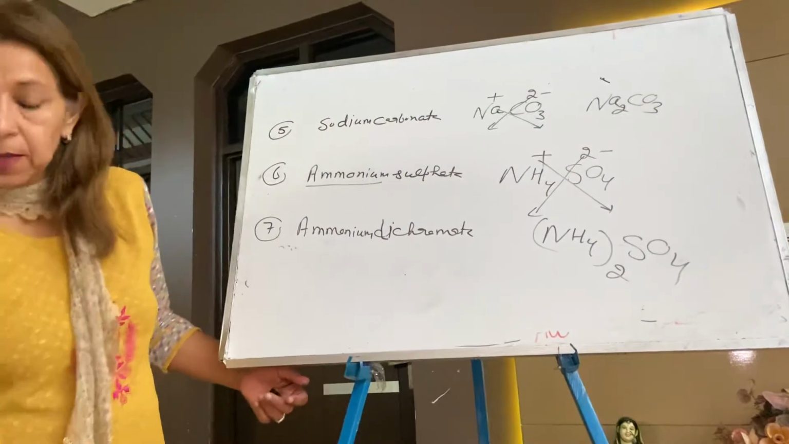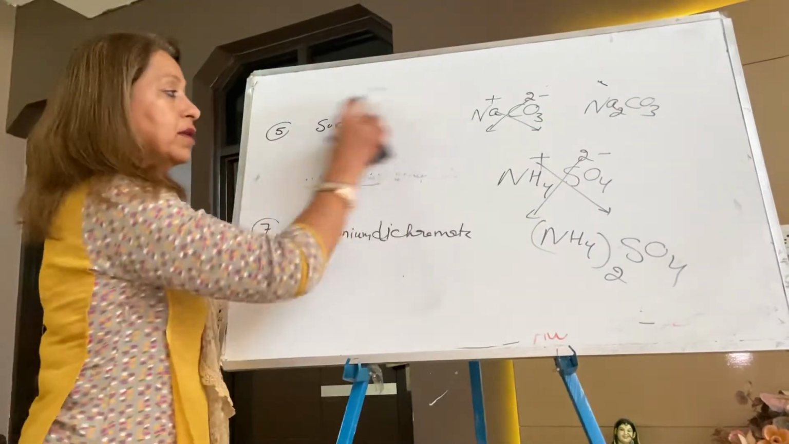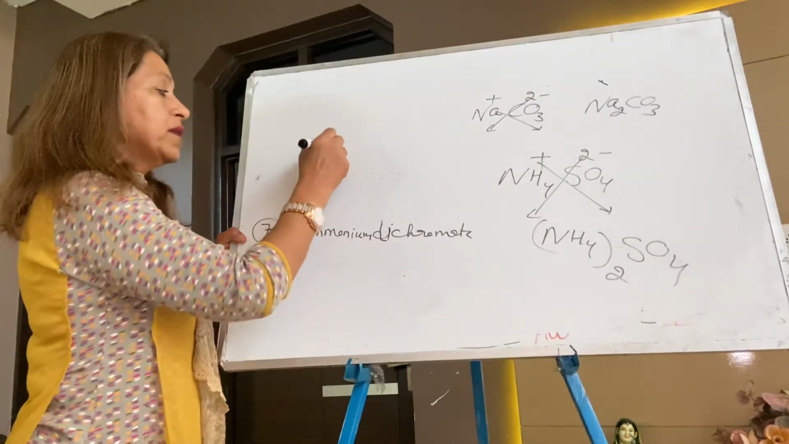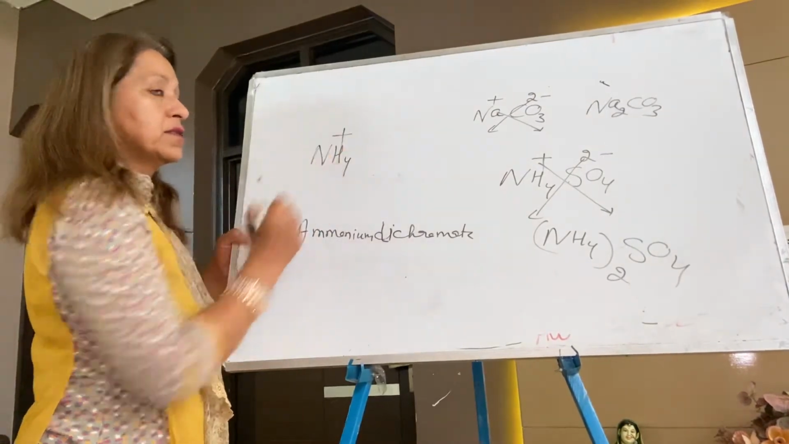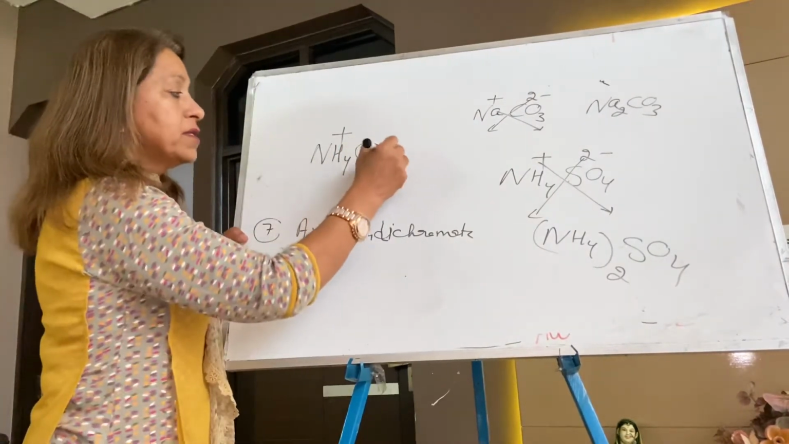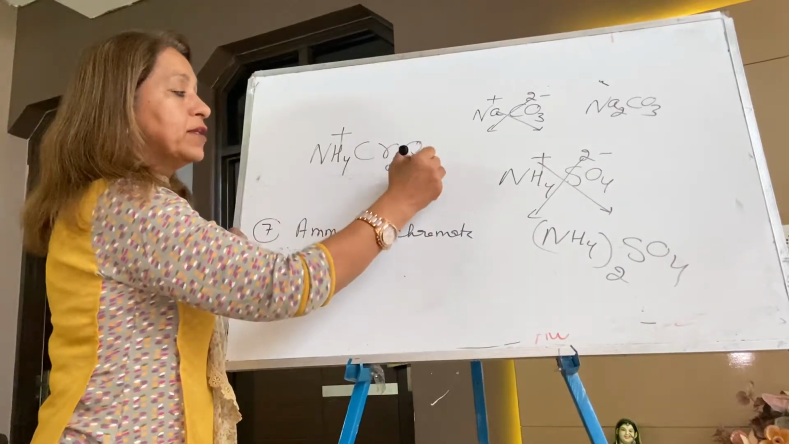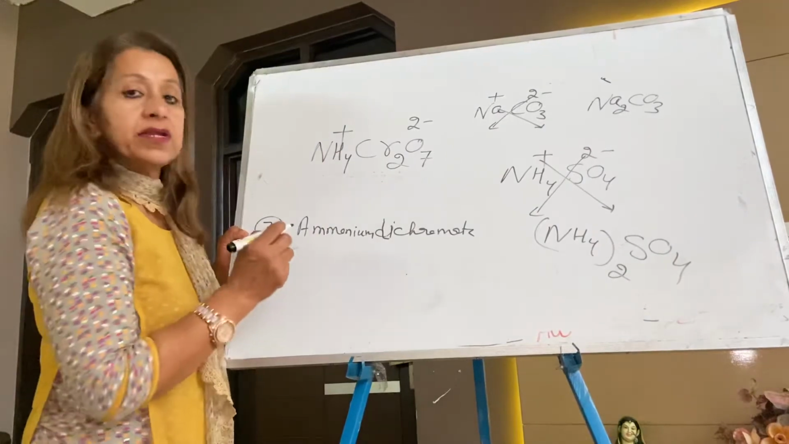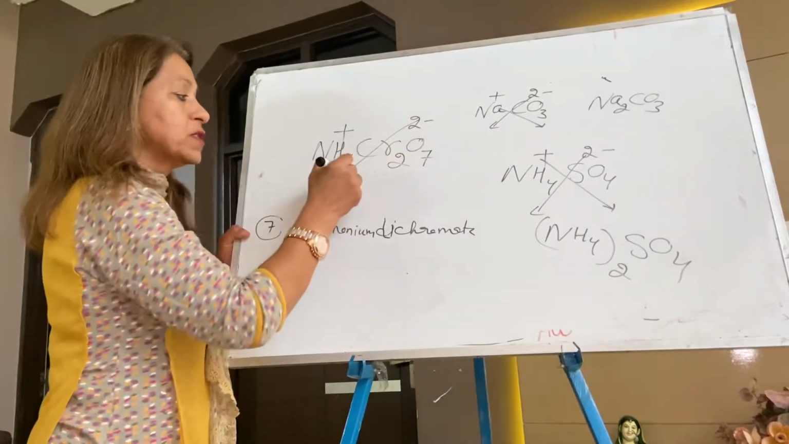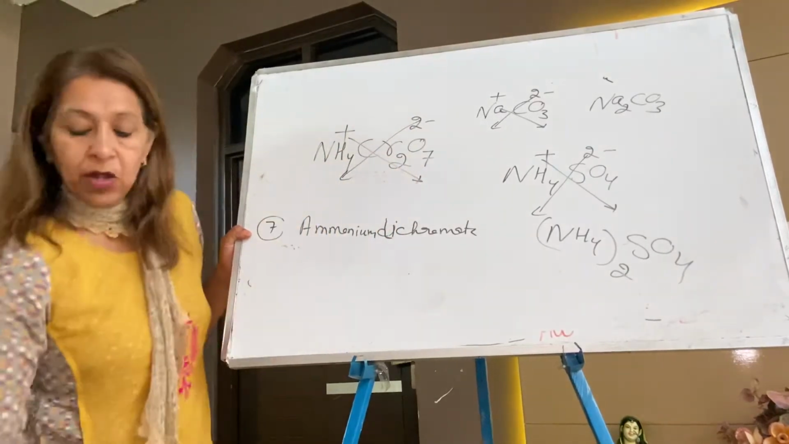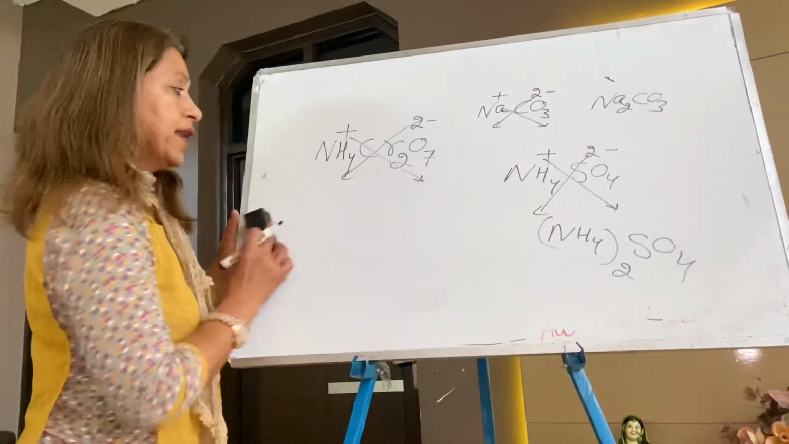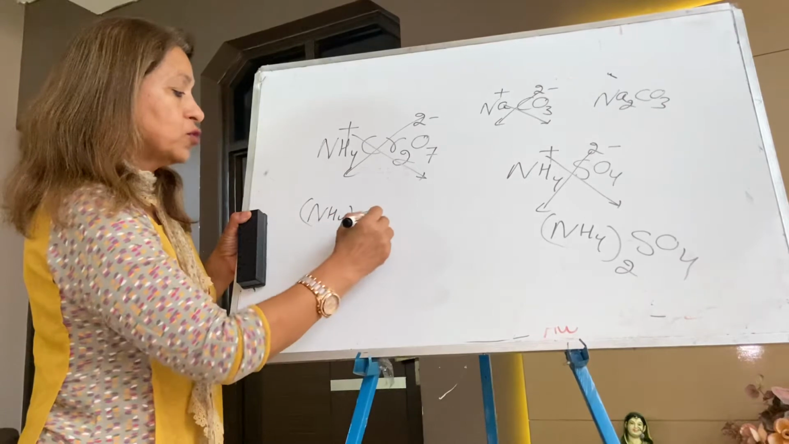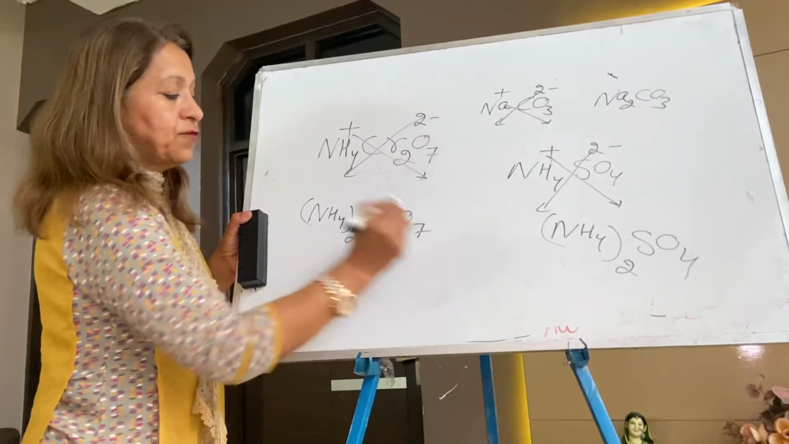Next is ammonium dichromate. Ammonium is NH4 plus, dichromate is Cr2O7 2 minus. Dichromate is Cr2O7 2 minus. Crisscross, the formula becomes (NH4)2Cr2O7. So this is the formula.